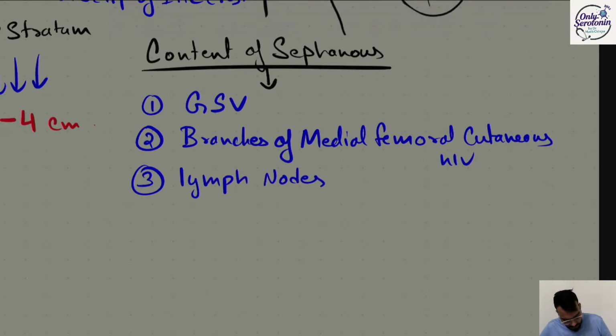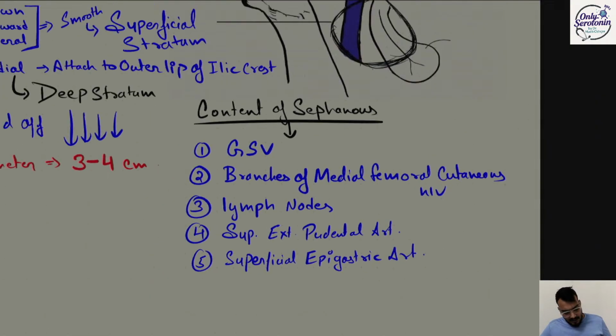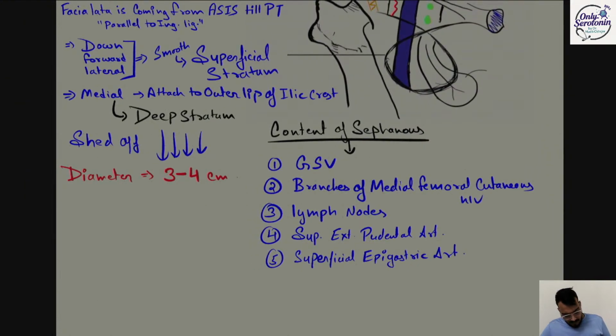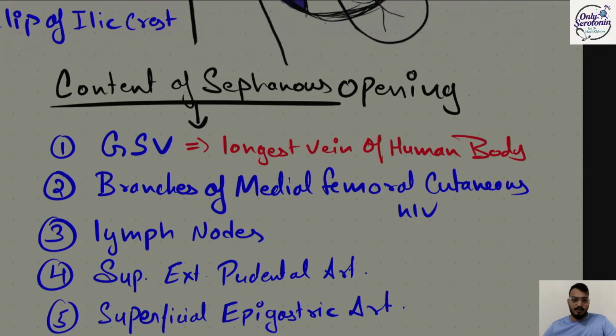Fourth, it is the superficial external pudendal artery, and fifth one is the superficial epigastric artery. All these are the contents of the saphenous opening. What you should know about great saphenous vein, guys? Great saphenous vein is the longest vein of your human body. It is the longest vein of human body.